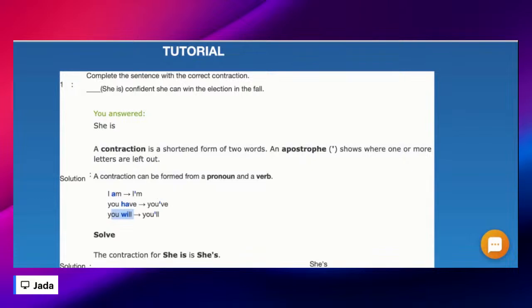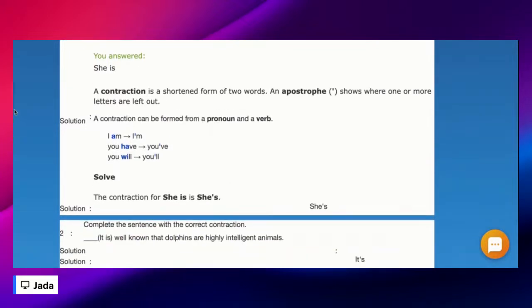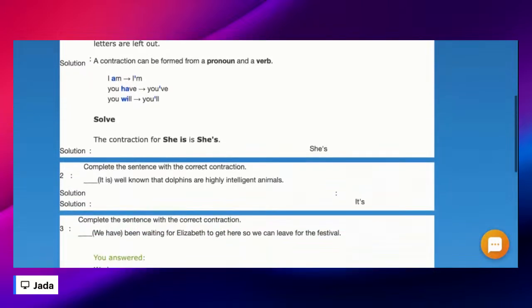Let's go through some examples. Complete the sentence with the correct contraction. She is confident she can win the election in the fall. We're going to shorten she is. You remove the i, put an apostrophe, and it becomes she's.